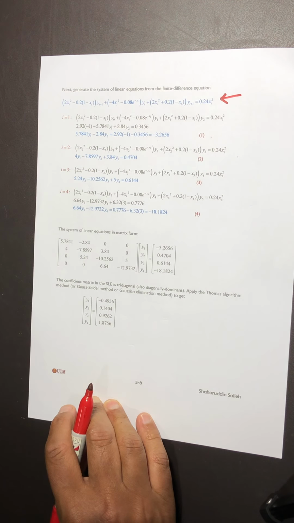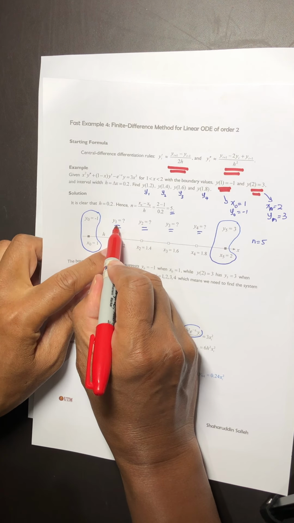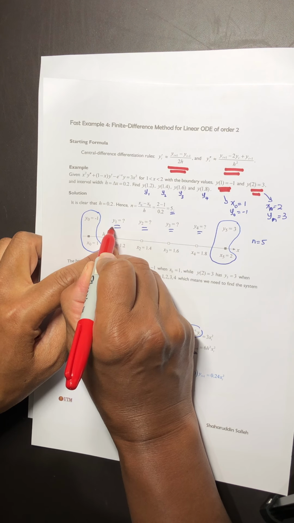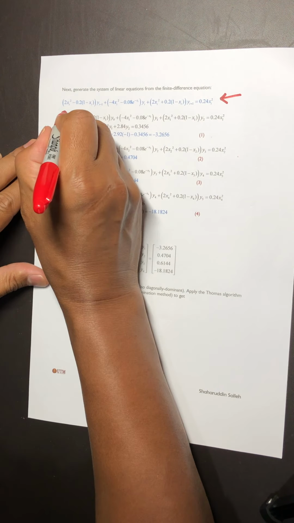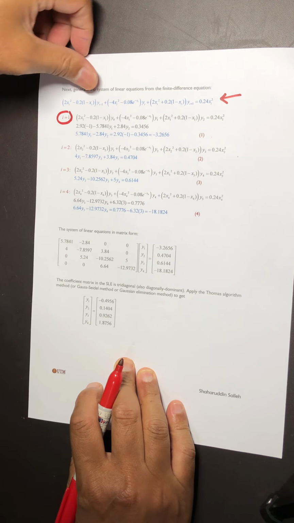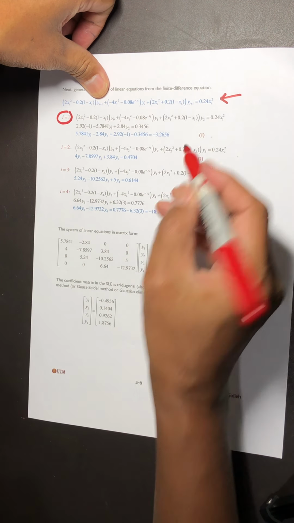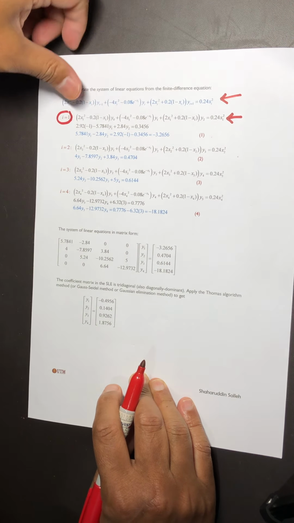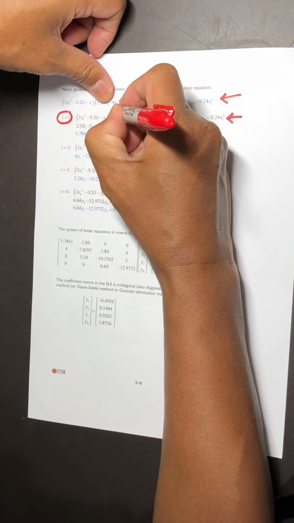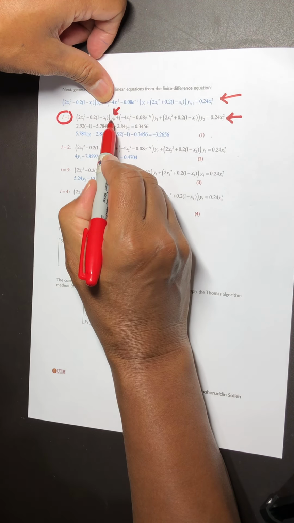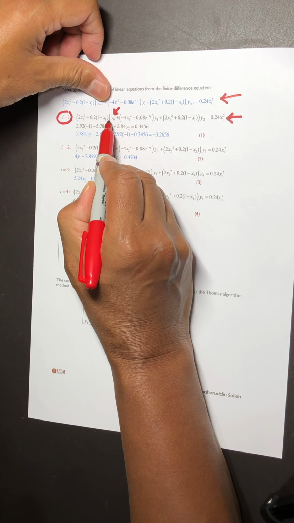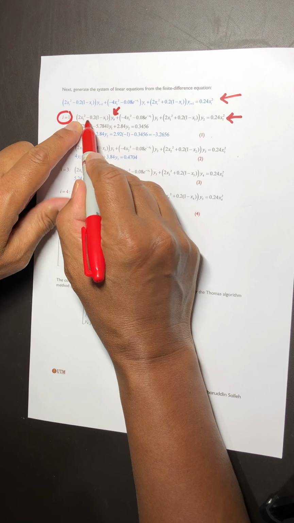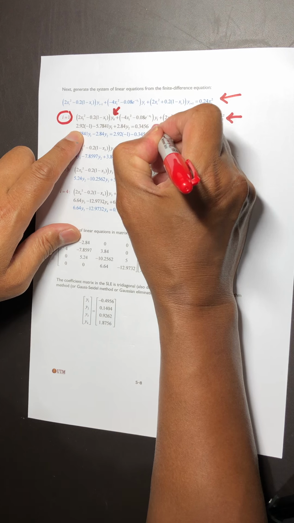Since the problem requires us to find y1, y2, y3, y4, starting with y1 means i equals 1 that we need to substitute. So with i equal 1, we put i equal 1 into this equation. This is what we get. From here, we know the value of y0. So put the value of y0, which is minus 1, and also the value of x1 all together. So this is what we get.